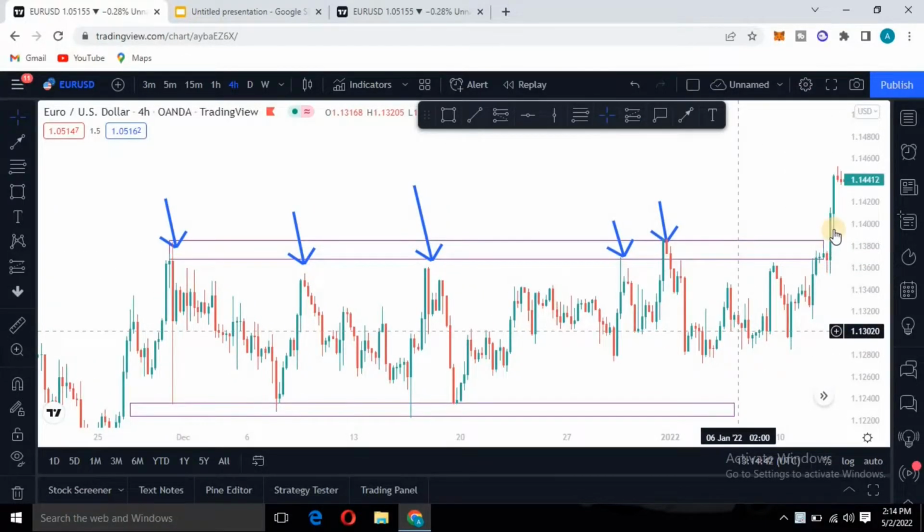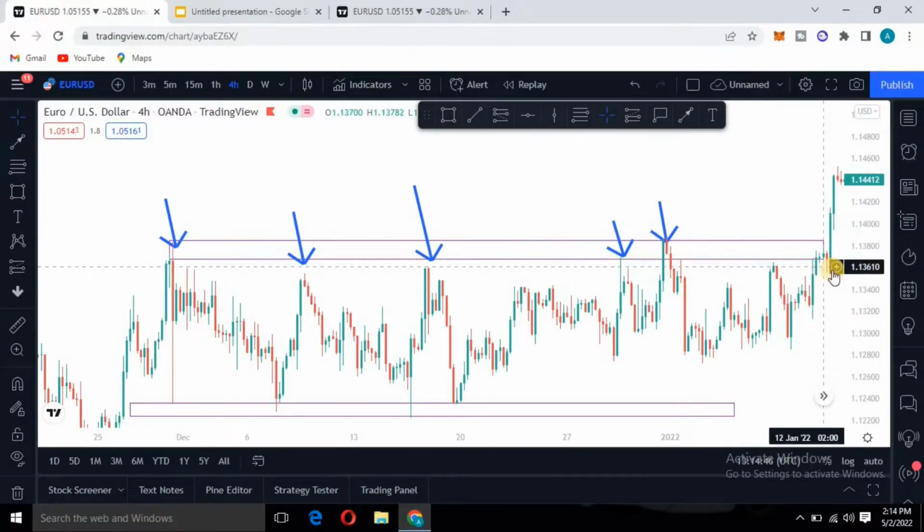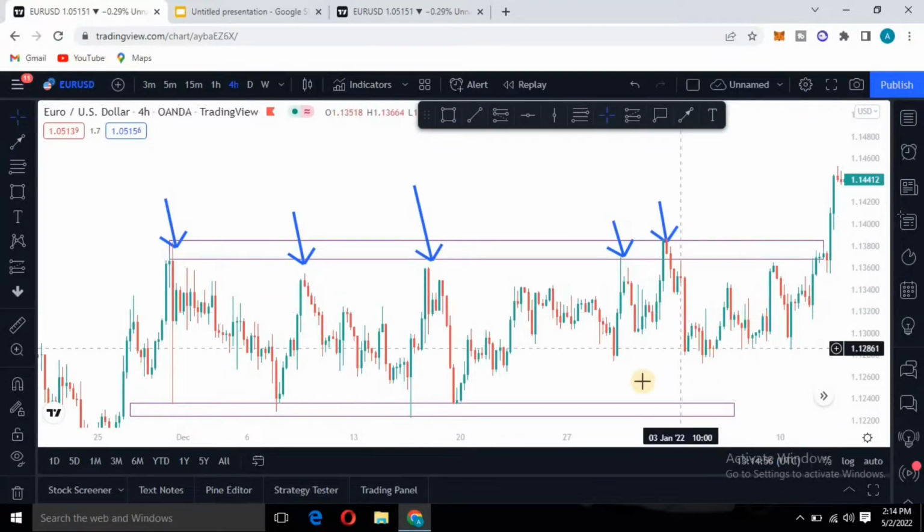Will hit your stop loss here. That's why I say it's a game of probability, because at this point the buyers were able to push the price above this region, whereby the market was not able to go down. All right, that's why you need to manage your risk no matter the strategy you are using.